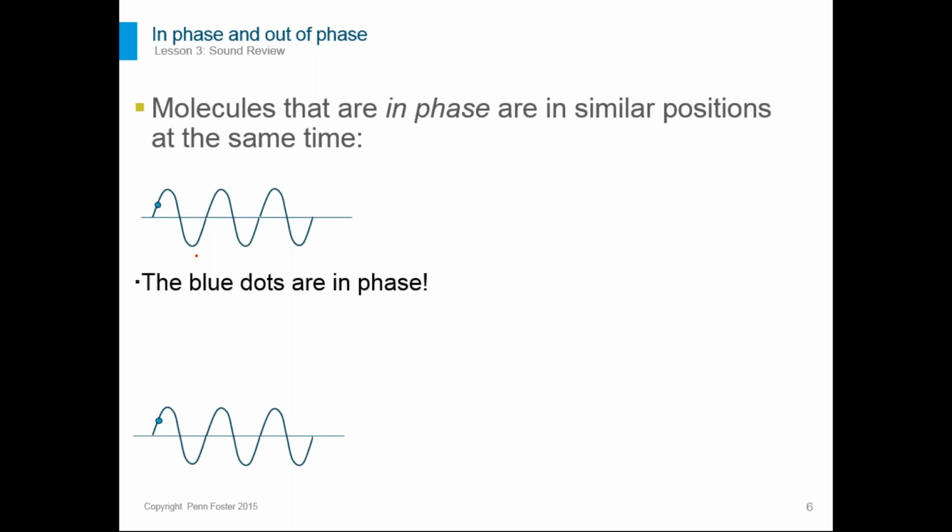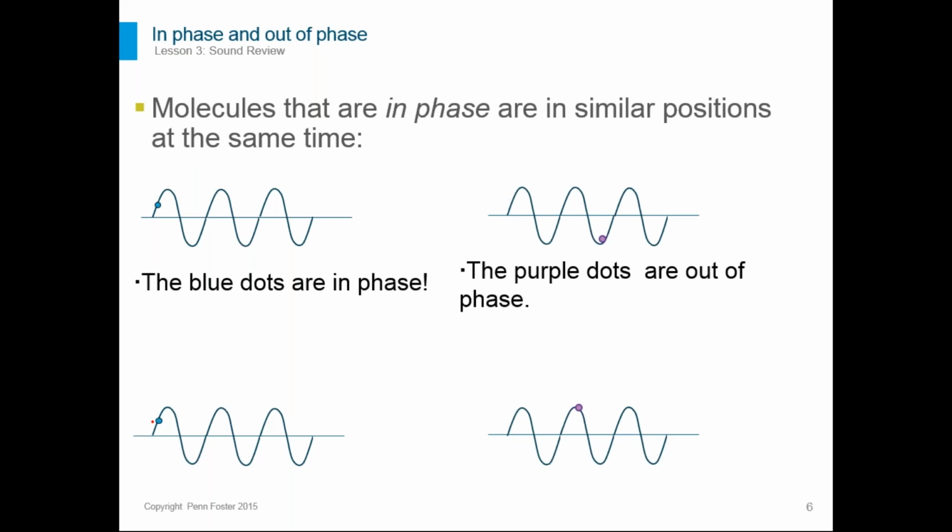Okay, so in this example, we have 2 waves that are happening at the same time. And we pick 2 molecules at the same instant, and they're in the same place. So you got a blue dot here at the beginning of the crest, and another blue dot here at the beginning of the crest. So those are in phase, as opposed to these dots, which are out of phase. So again, if we take a snapshot of these 2 waves at the exact same time, we've got 1 dot that is in the trough and 1 dot that's in the crest. So those are out of phase.